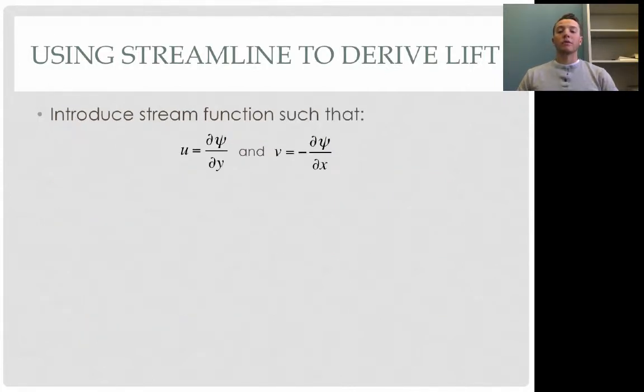So we're going to introduce our stream function such that the equation for the conservation of mass, the partial of u with respect to x plus the partial of v with respect to y is equal to 0, holds. That means that our u, or x component of our velocity vector, is equal to the partial of psi with respect to y, and v is equal to the negative partial of psi with respect to x.